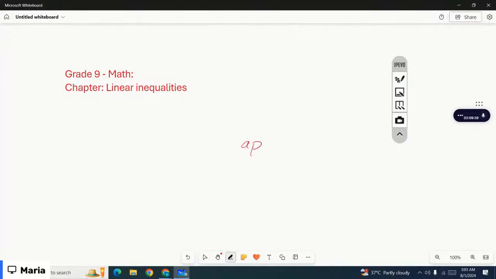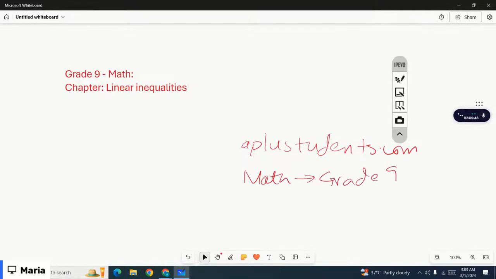You can find all the lessons on aplusstudents.com. You have to log in there using your email address and password. Then select math from the subject tab. Scroll down to grade 9 math and click on view all lessons. There you can find a list of the lessons. We're going to start with the lesson linear inequalities.